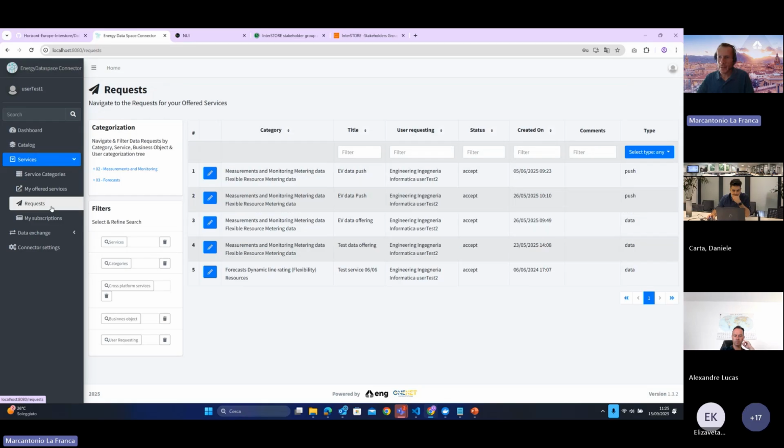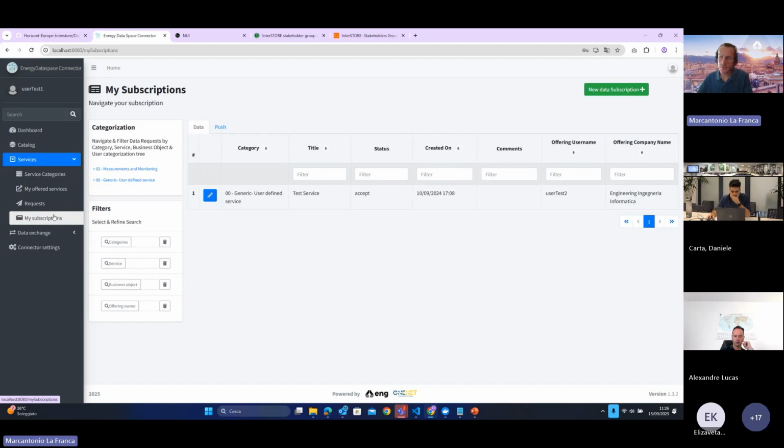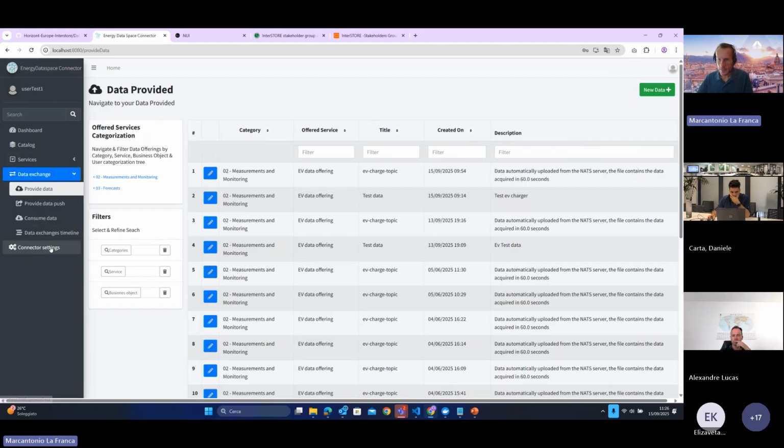Then we have the request, to see the requests for this user, and the subscriptions to the other user's data offerings. Always divided in data and push. So we can start with data providing. The data exchange menu is the most important for the provider and consumer data. So we can provide the data as data provider.